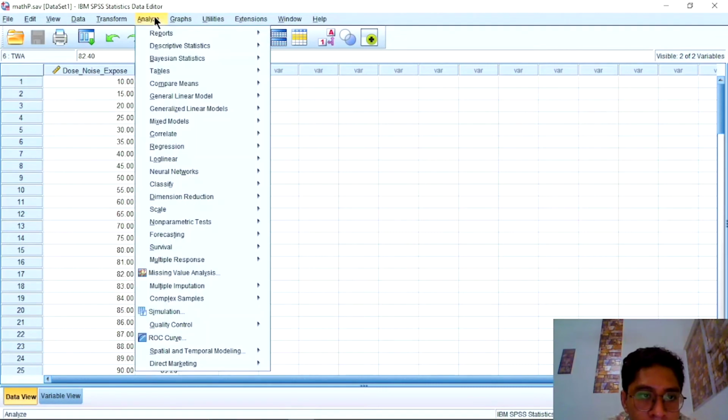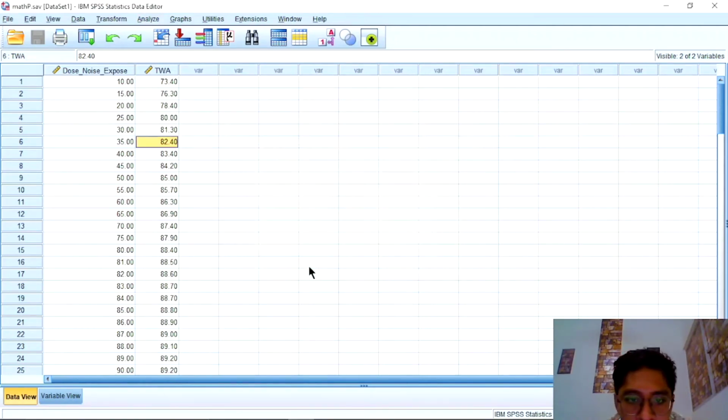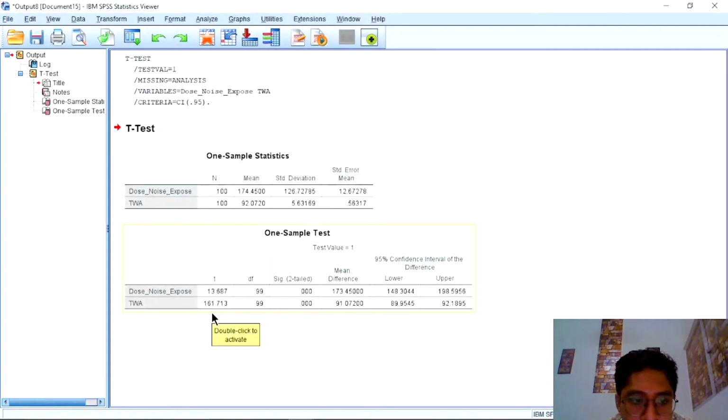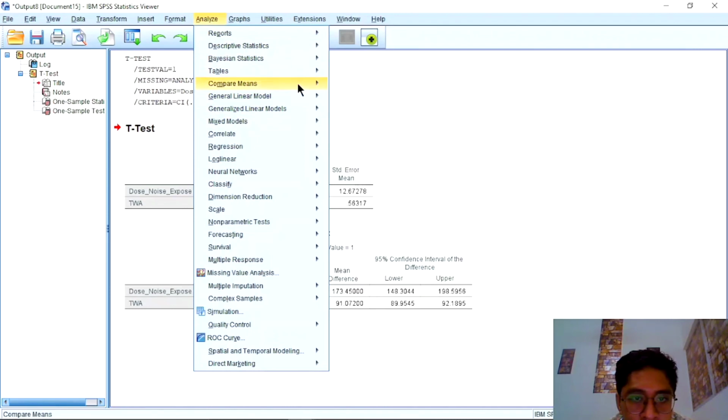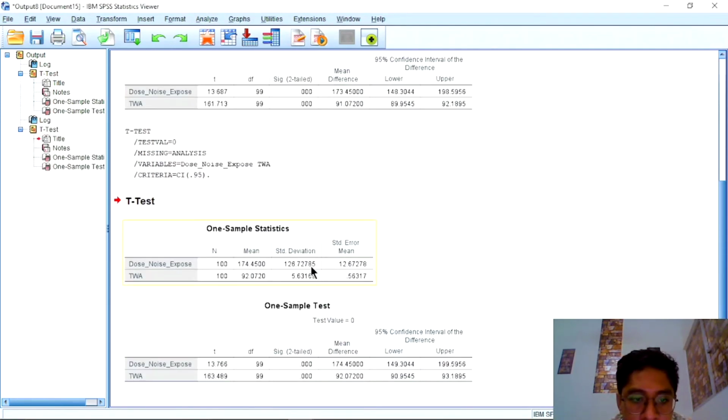Okay, this is our SPSS. Now I'm going to show you how to prove the hypothesis. Okay, this is for beta equal to 1. We get the answer here. And next is beta equal to 0. Okay, this is the answer. We can see the result from SPSS.